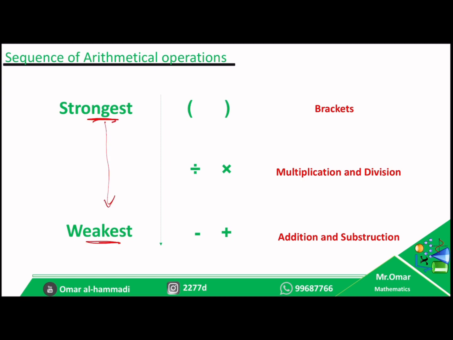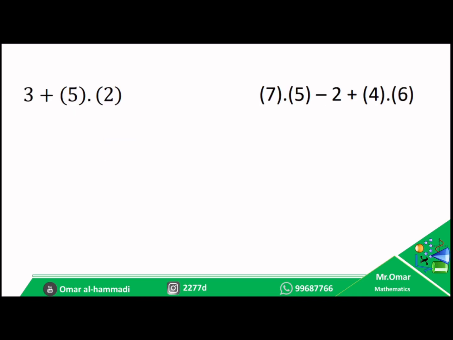Okay, let's see the example. Here we have an example. We have an operation which is addition and multiplication. So first of all, we start with the multiplication. 5 dot 2 will give us what? 10. And then 3 plus 10 will give us 13.